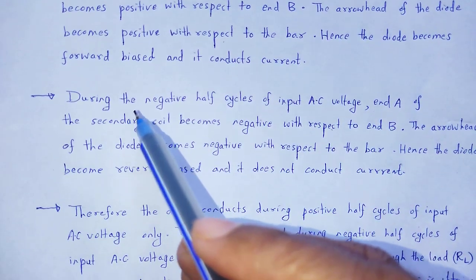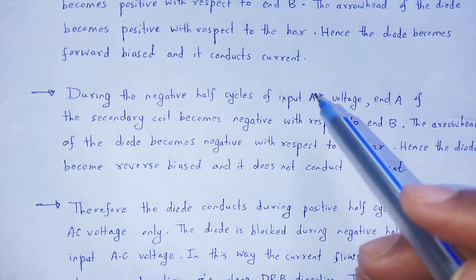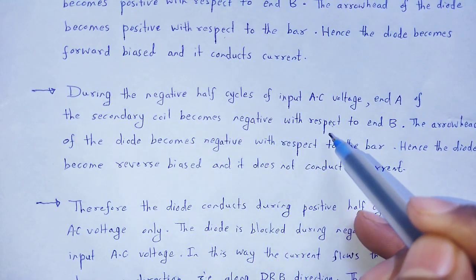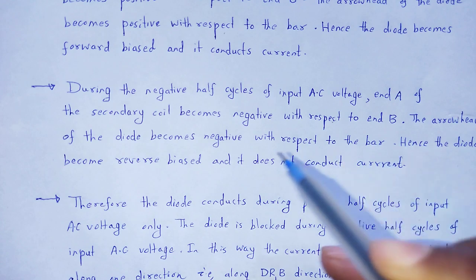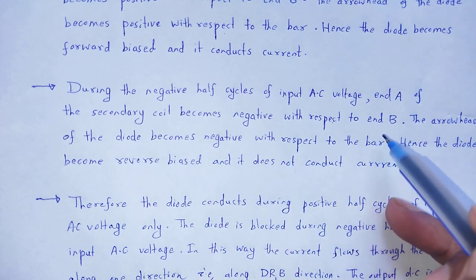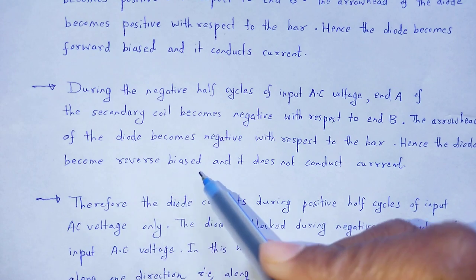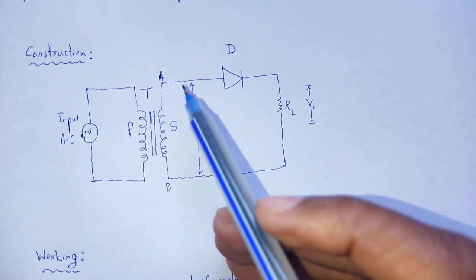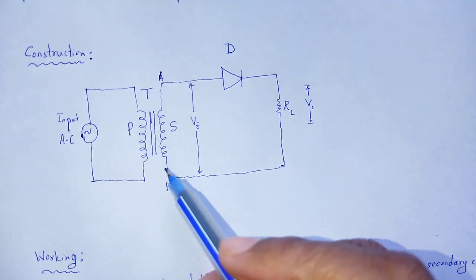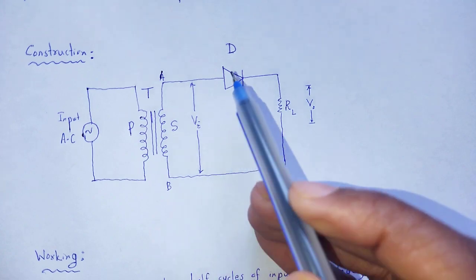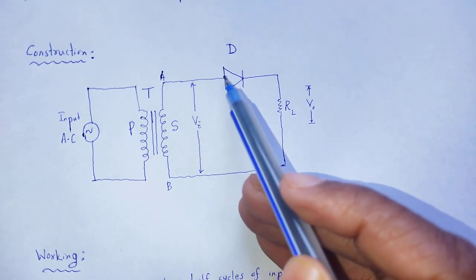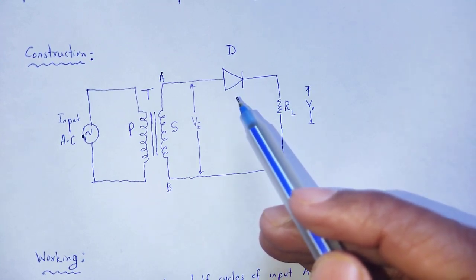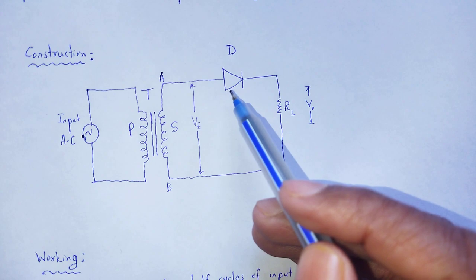Similarly, in case of negative half cycle of input AC voltage, end A of the secondary coil becomes negative with respect to end B, and the arrowhead of the diode becomes negative with respect to the bar. Hence, the diode becomes reverse biased and it does not conduct current. In negative half cycle, A becomes negative, B becomes positive. So, the diode arrowhead becomes negative and the bar becomes positive. It is in the reverse bias situation and it does not conduct current.